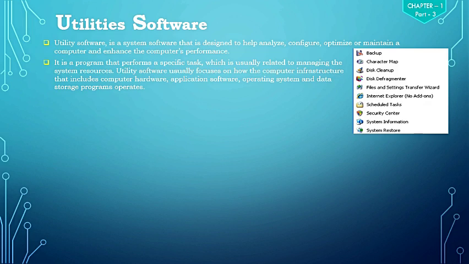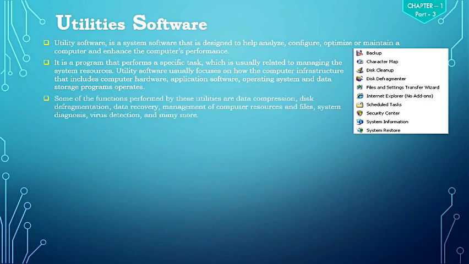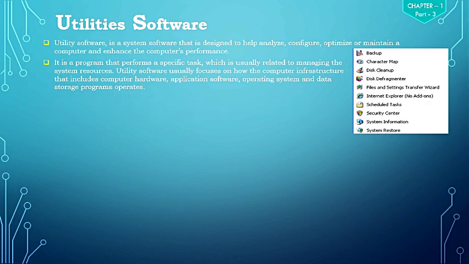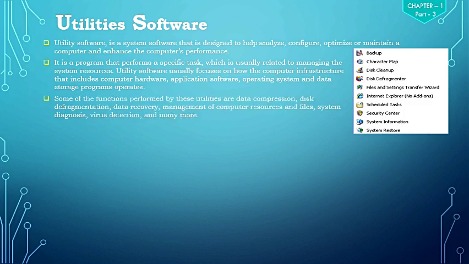Utility software usually focuses on how the computer infrastructure, which includes computer hardware, application software, operating system and the data storage programs, operates. Some of the functions performed by these utilities are data compression, disk defragmentation, data recovery, management of computer resources and files, system diagnosis, virus detection and many more.